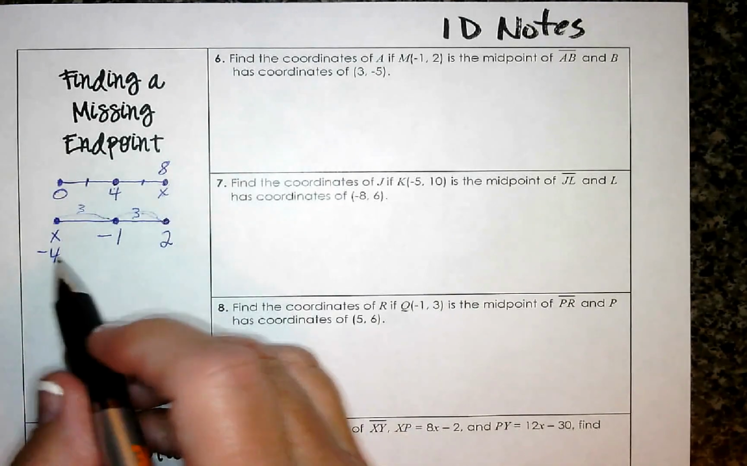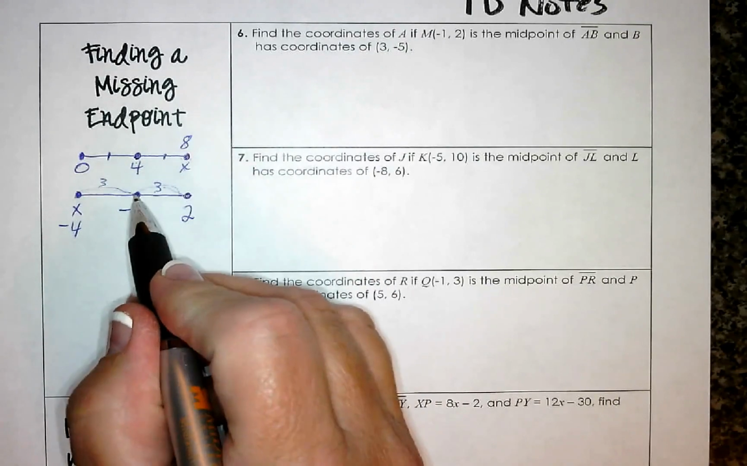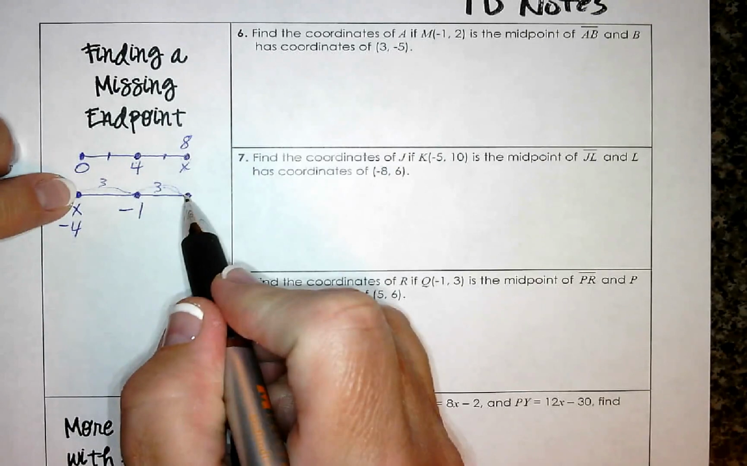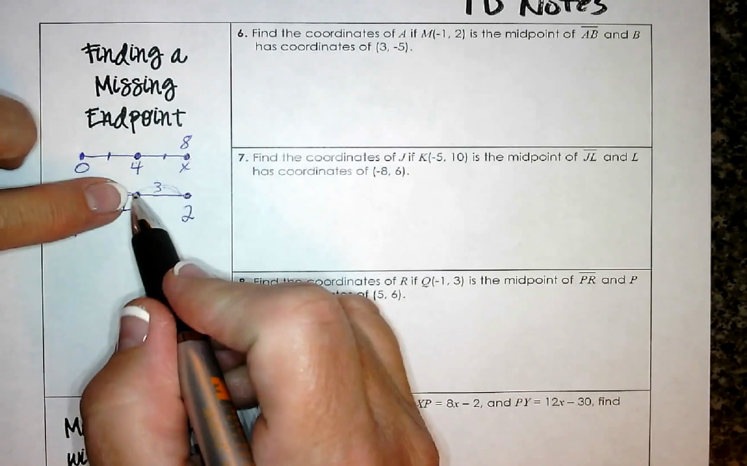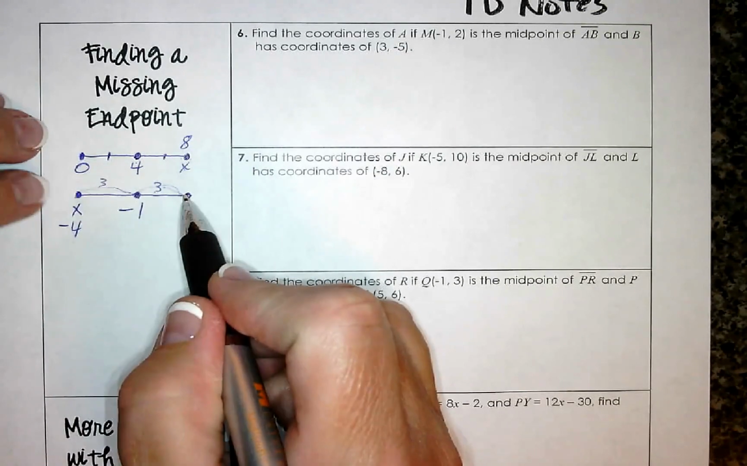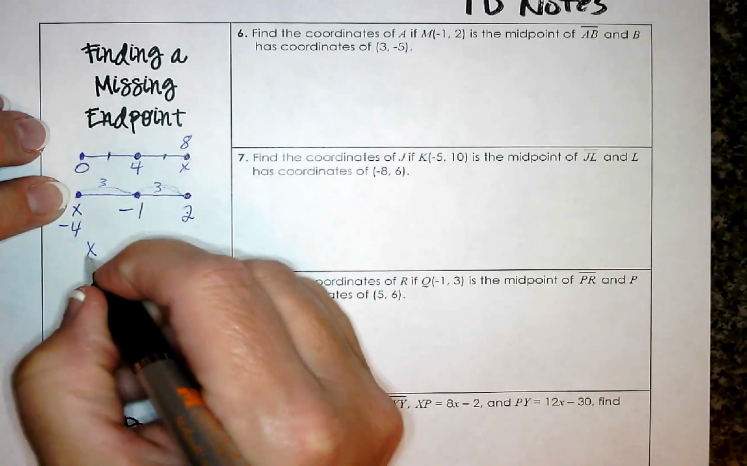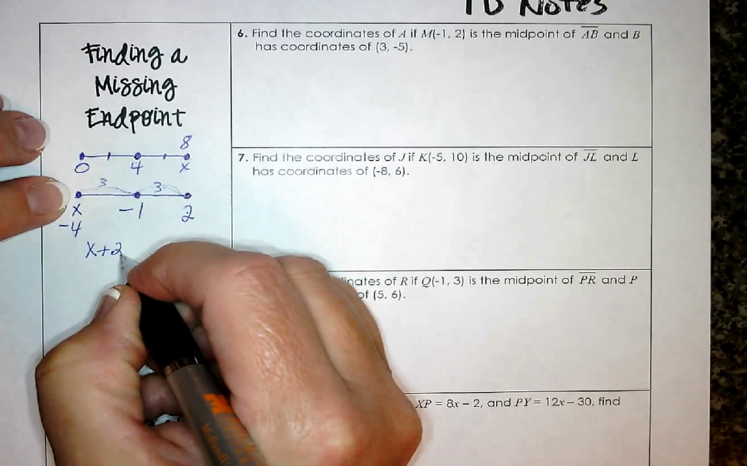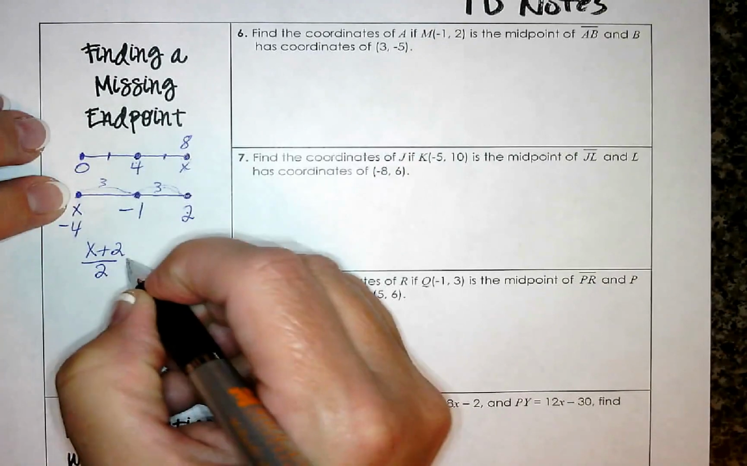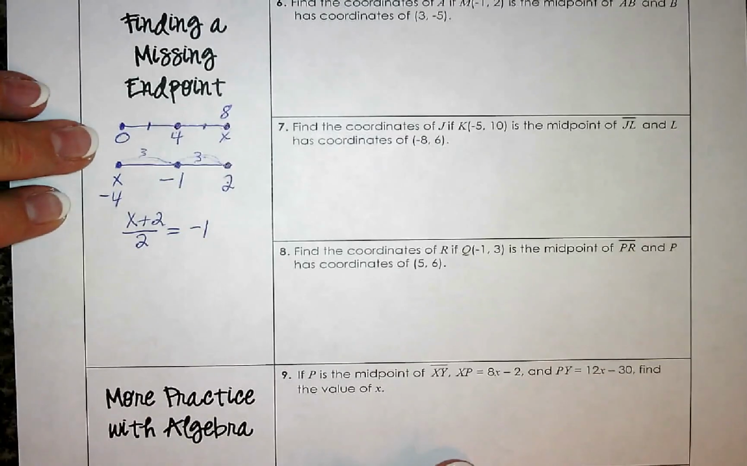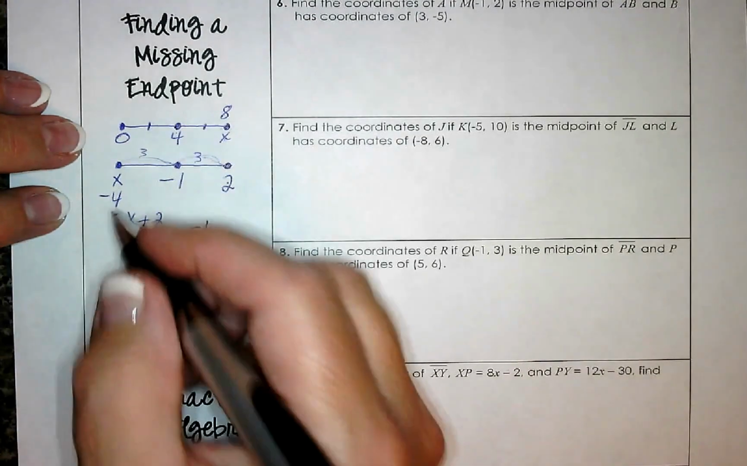So here's one way to do it without trying to do all that other stuff. To get the midpoint, if you remember, our formula is add the ends, divide by 2 gives you the middle. So if my ends are x and 2, if I add the ends and divide by 2, that gives me the middle. Okay, so you see how I wrote that little equation?